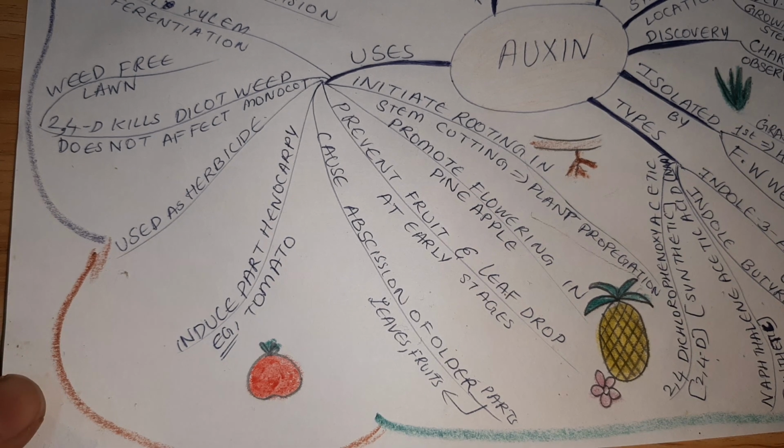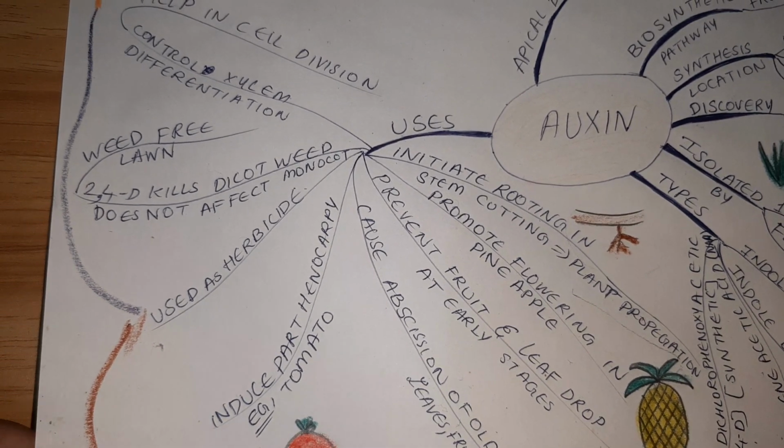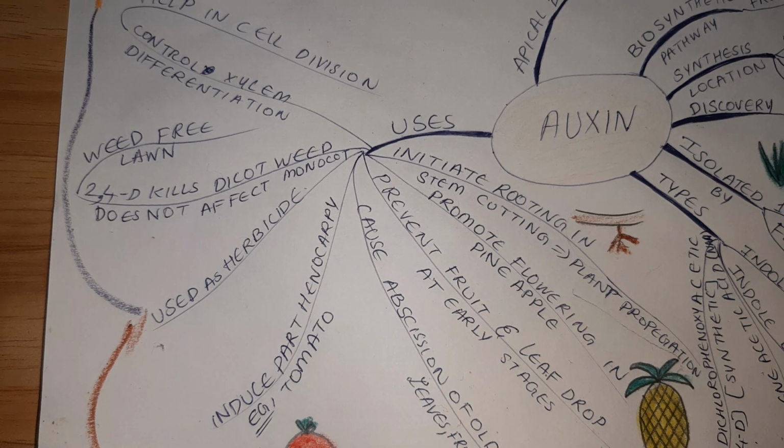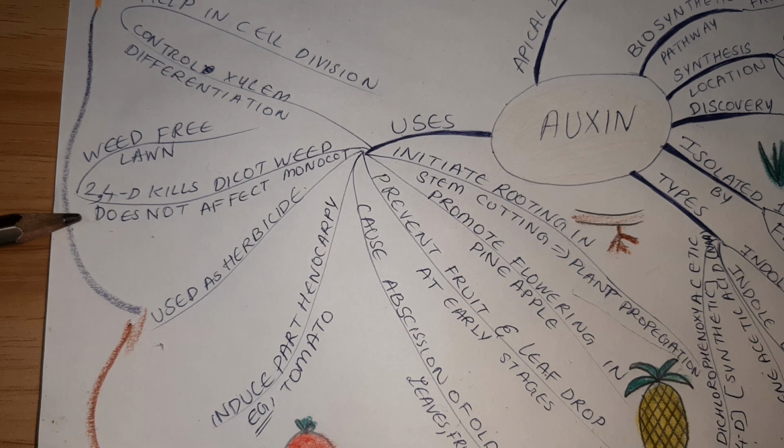Auxin is also used as a herbicide, means for the killing of herbs. If there are weeds present or any other herbs which will cause damage, which are not our desired herbs, then auxin can be used to make them die. Now we also talk about 2,4-D, which is a synthetic auxin produced in the laboratory.